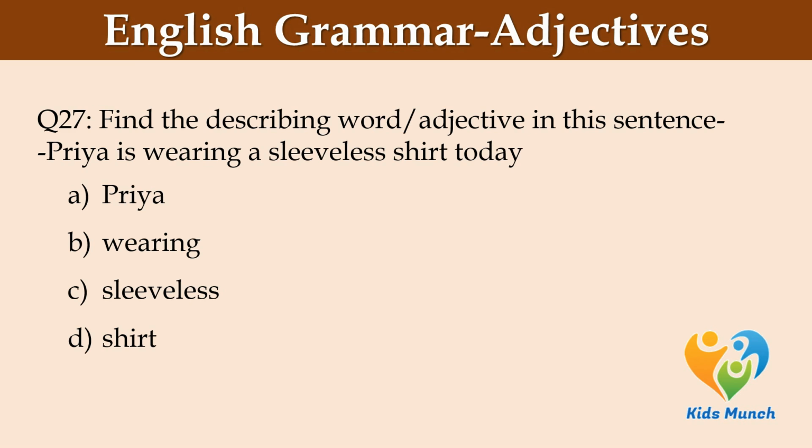Find the describing word in this sentence. Priya is wearing a sleeveless shirt today. Option A, Priya. Option B, wearing. Option C, sleeveless. Option D, shirt.